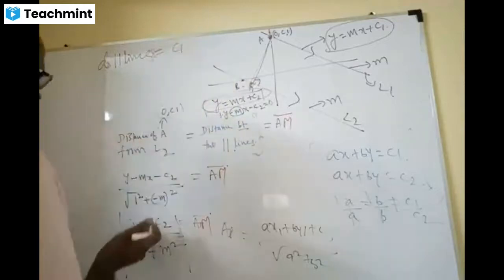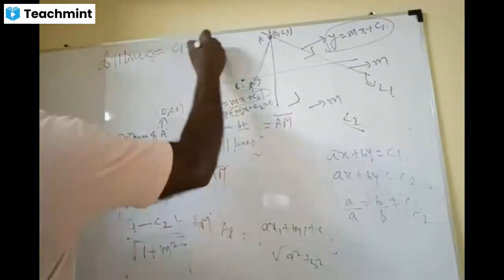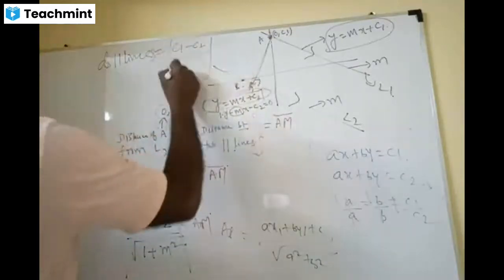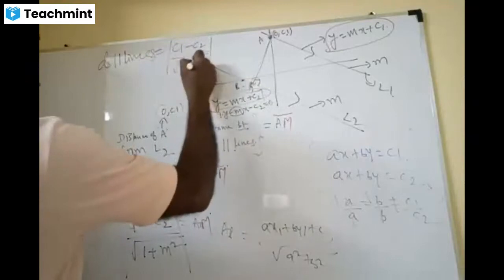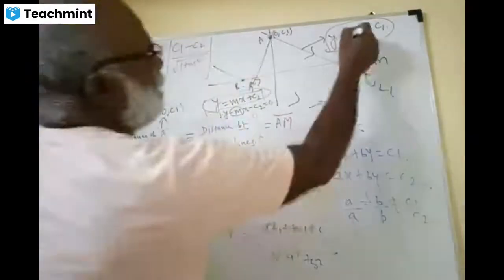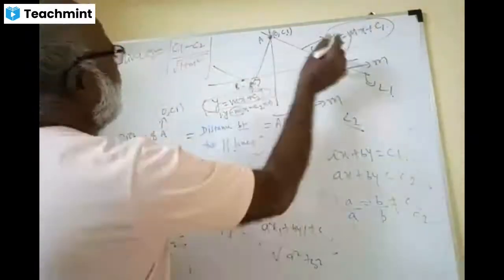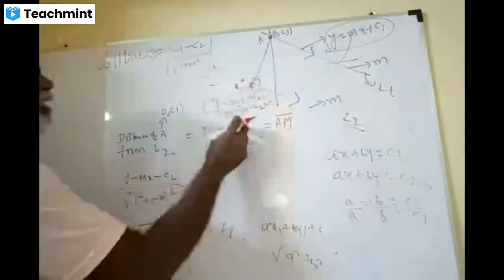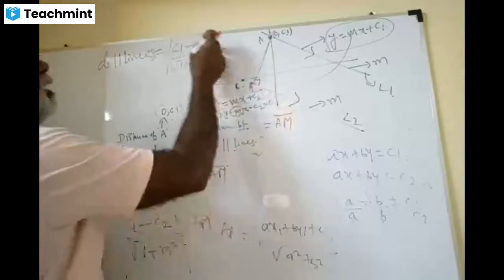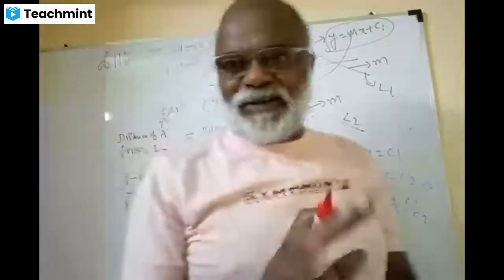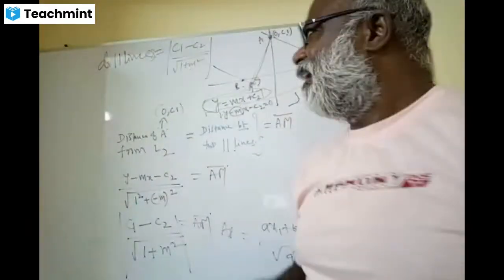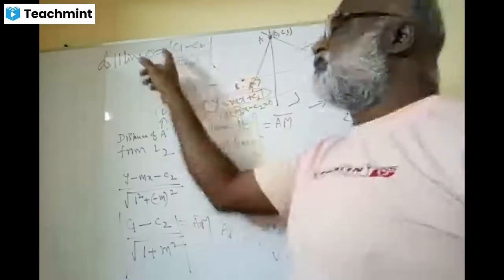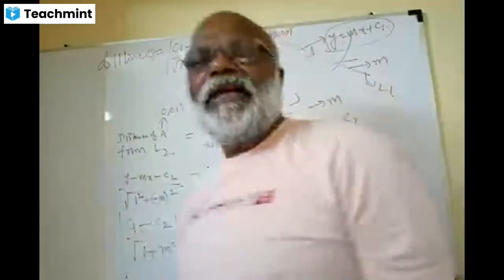C1 minus C2 or C2 minus C1, nothing wrong, because there is a modulus, divided by root of 1 plus m square. In the line, the slope is m. This is 1 and m, and C1 and C2 are the constants. C1 minus C2 or C2 minus C1, you need not worry, because even if minus comes, there is a modulus. It will take care of this. Okay, right? Is it all right? Enough?